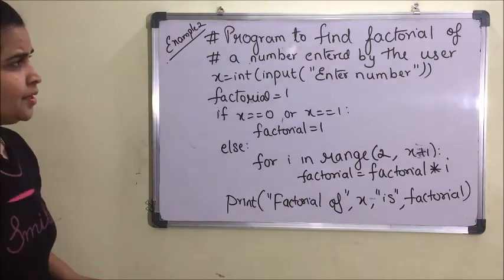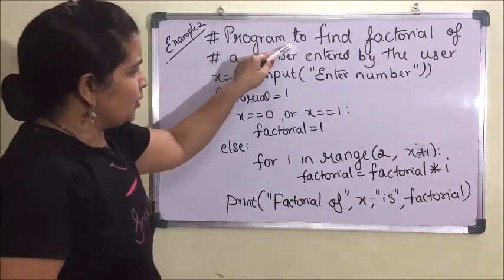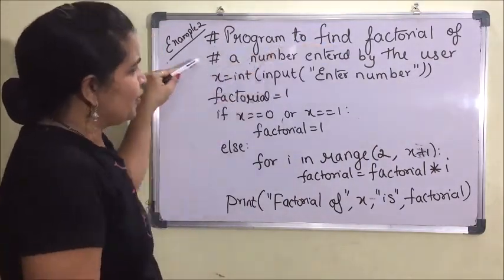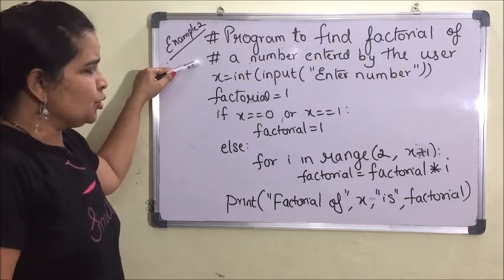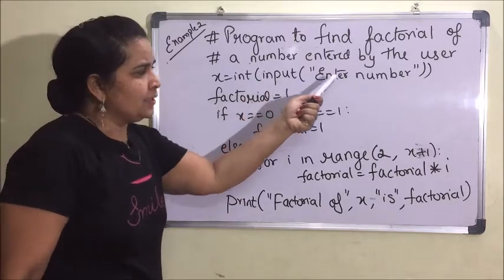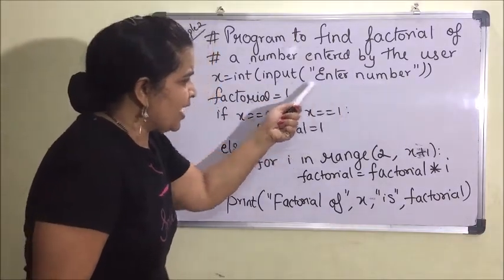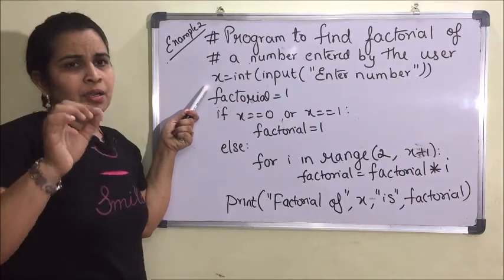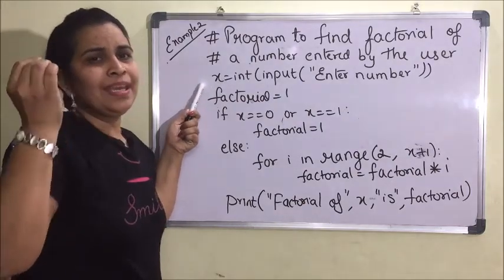So this is the program. It is a program to find the factorial of a number entered by the user. X is equal to int(input("Enter a number")). So this X contains the number whose factorial is to be calculated.